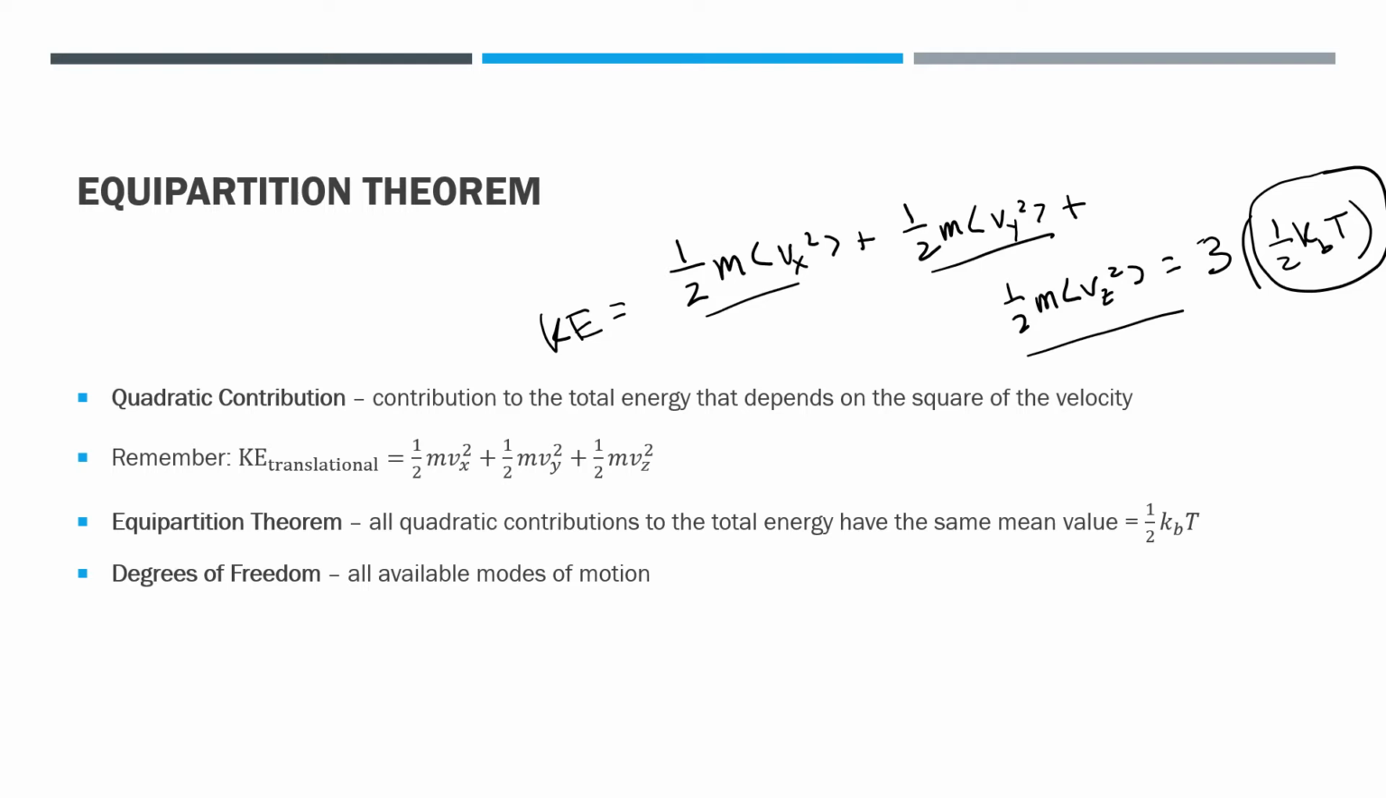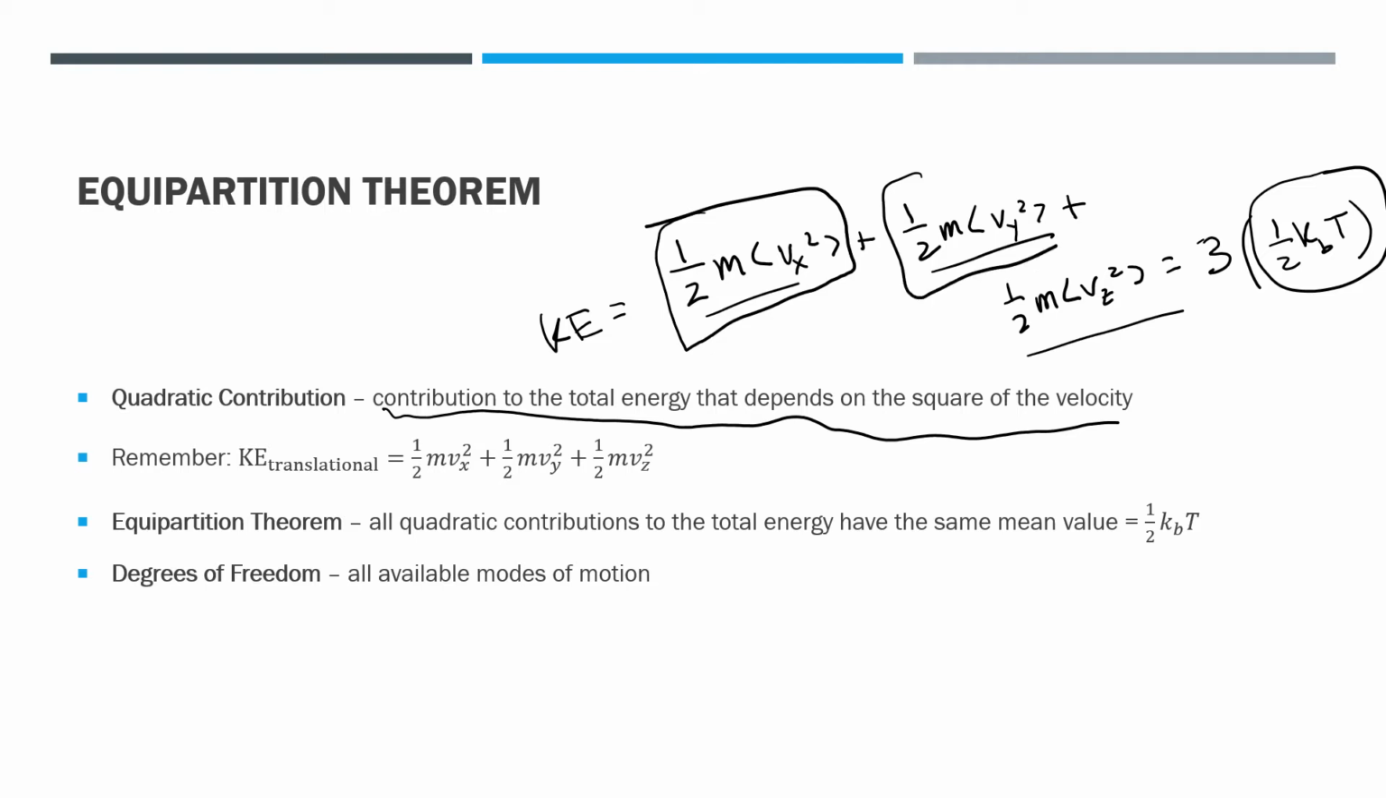So each of the terms in the kinetic energy equation contributes half kBT to the total energy. And thus, the total energy, when we sum up the 3 components of the x, y, and z components, is equal to 3 halves kBT. So these are called quadratic contributions. So this half mvx squared, this half mvy squared, this half mvz squared, these are quadratic contributions to the kinetic energy. And what is a quadratic contribution? That just means that it's a contribution to the total energy, right? Obviously, because this is part of our kinetic energy equation, and it depends on the square of the velocity. We have vx squared, vy squared, vz squared. So all of these terms are called quadratic contributions.